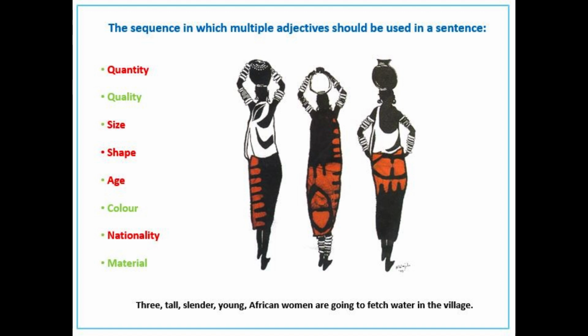Let's take a look at a few examples. Take a look at this first example. There are three tall, slender, young African women going to fetch water in the village. I have highlighted the sequences in red that I have used in this sentence. So we don't necessarily have to use all of them in a sentence. We just need to be mindful of the order and the sequence in which we use them. We may only use two, we may only use three in a sentence, but we must be careful about which order we place them in.